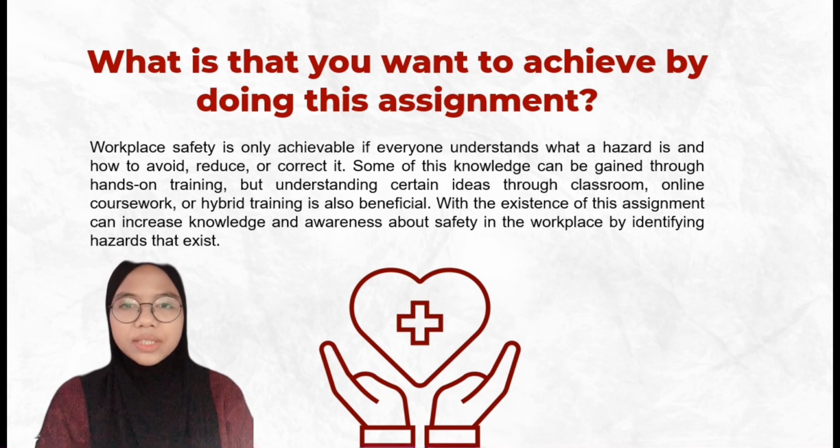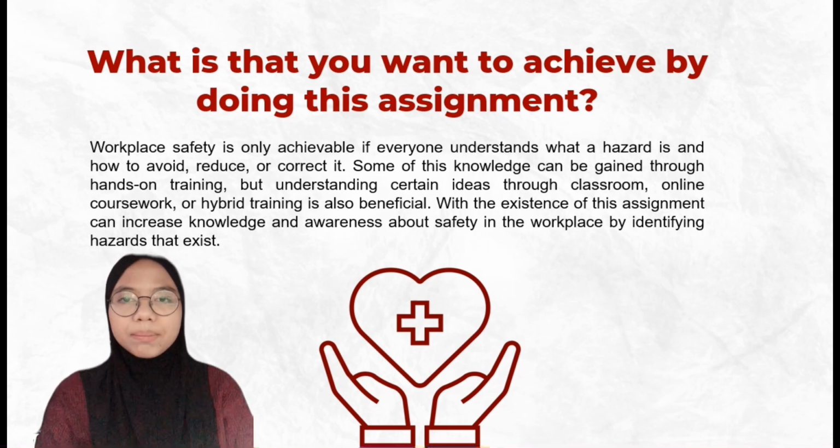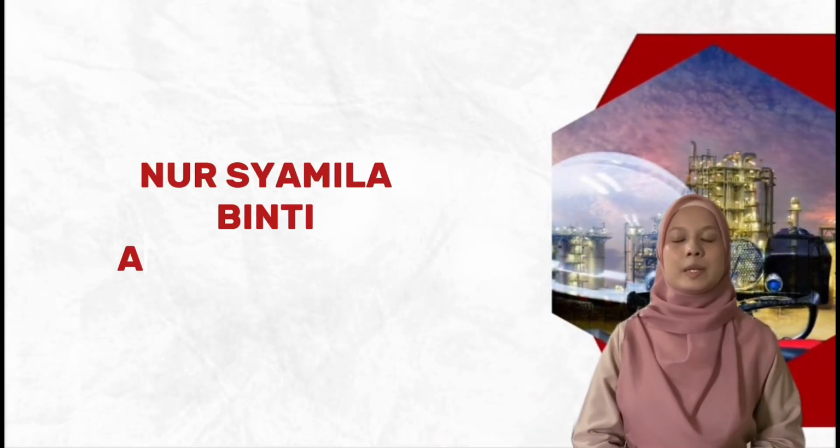Workplace safety is only achievable when everyone understands what a hazard is and how to avoid, reduce or correct it. Some of this knowledge can be gained through hands-on training, but understanding certain ideas through classroom, online coursework or hybrid training is also beneficial. With the assistance of this assignment, we can increase the knowledge and awareness about safety at the workplace by identifying hazards that exist.